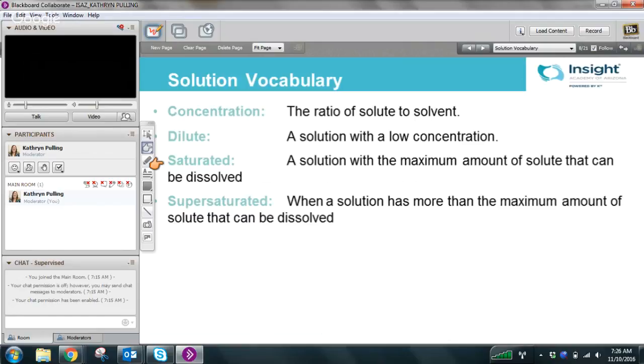Eventually, you'll hit a point where you add another teaspoon of salt, and no matter how much you stir, that salt won't dissolve. When you reach that point where you actually have some of the solute that can't be dissolved into the liquid, we call that solution supersaturated. So it has more than the maximum amount of solute that it can hold. All right.